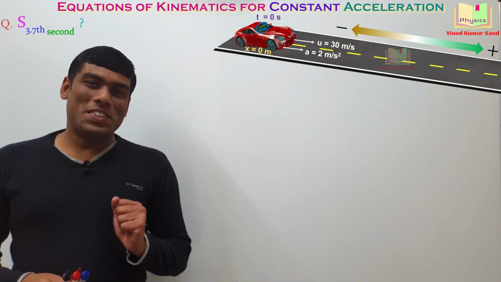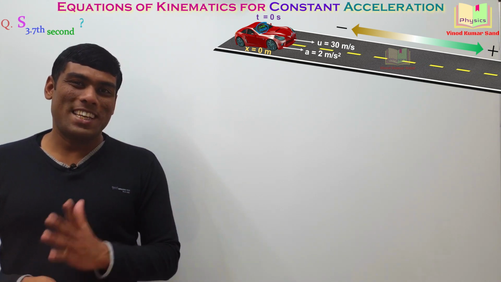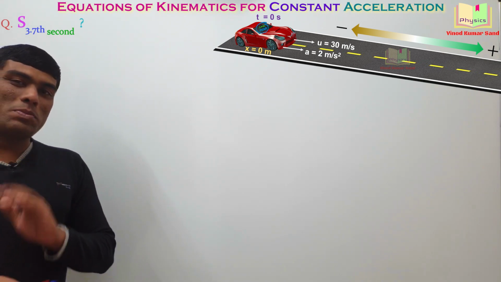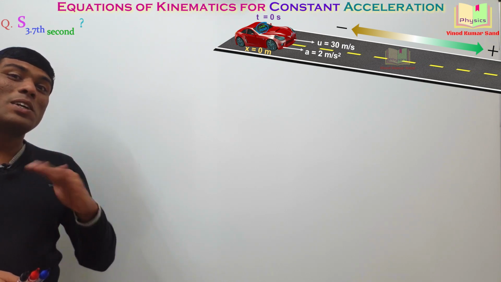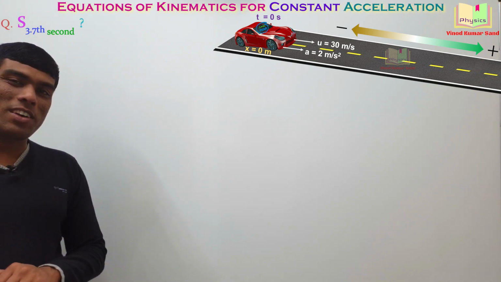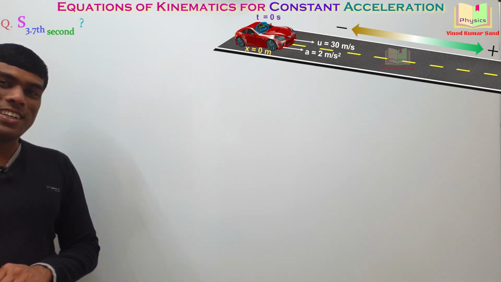Here is the next question, and a good one. Pause here and give it a try. We need the displacement of the car in the time interval 2.7 second to 3.7 second. So which formula can we use, as the acceleration of the car is given as constant?